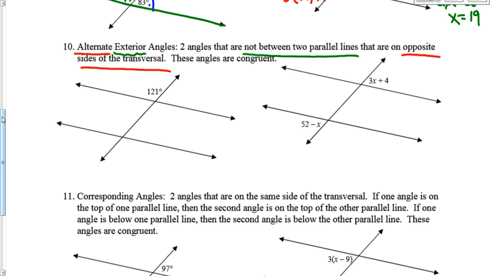So if I take a look at this example, here's this one. Down here will be my alternate exterior angle. And then looking up here, I know that once again they are congruent. They are equal to each other.